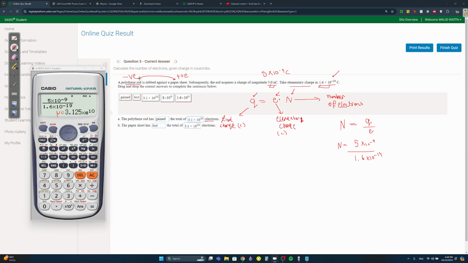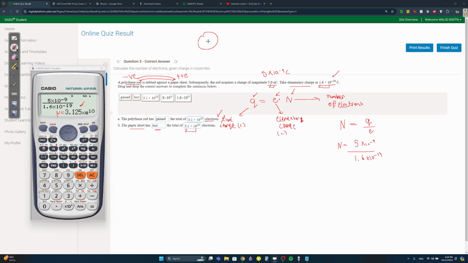Here, when you rub them, they're both neutral at the start, right? So what happens is the paper sheet gave the rod some electrons, right? So the polythene rod, in other words, gained this amount of electrons, and the paper sheet also lost the same amount of electrons, because it's between both of them, right?